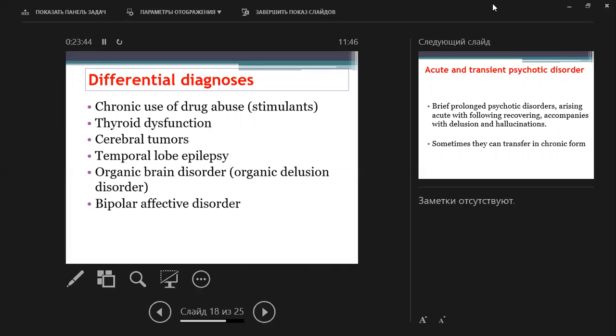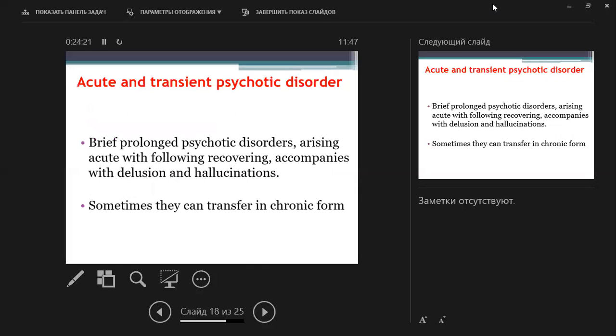Differential diagnosis you must do with chronic drug abuse, stimulants, for example, where the clinical picture may be identical, thyroid dysfunction, maybe cerebral tumors, temporal lobe epilepsy, where we can see the clinical picture of hallucinations or delusions maybe. Organic brain disorder, for example delusional disorder, and I say again that you must exclude organic causes, drug abuse, and so on, and bipolar affective disorders.